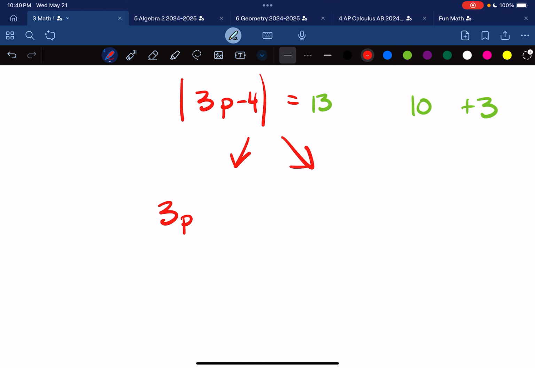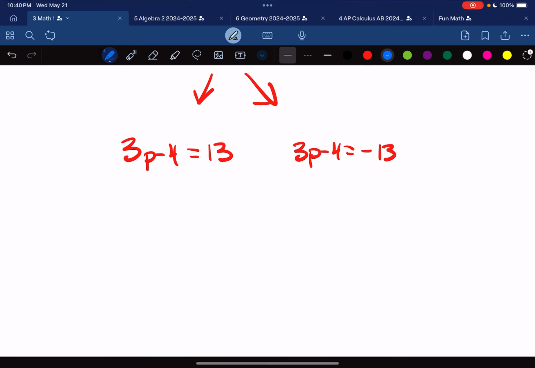I can have 3p minus 4 is equal to a positive 13, and I can have 3p minus 4 is equal to a negative 13. And that's not how I write a negative 13. Let me try that again. There we go. Each of these are going to be solved the exact same way.